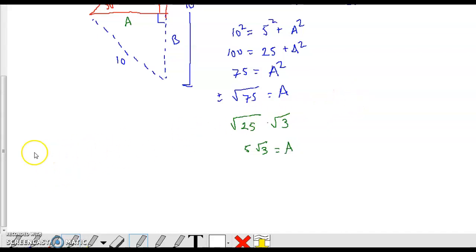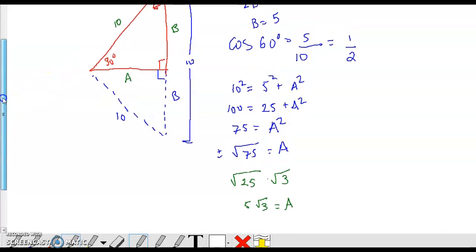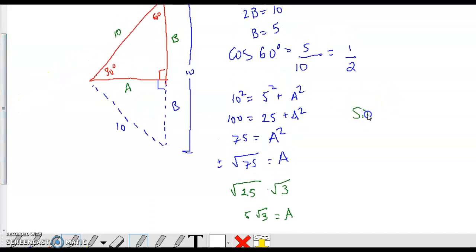So if we come back up, so we know what we're dealing with, we're dealing with the sine of 60 degrees. We're going to get opposite, so the A, so it would be 5 root 3 over hypotenuse 10. The 5 and the 10 should cancel each other out, leaving you with root 3 over 2. So it actually does not matter which ones we pick. We can get our values all the same.